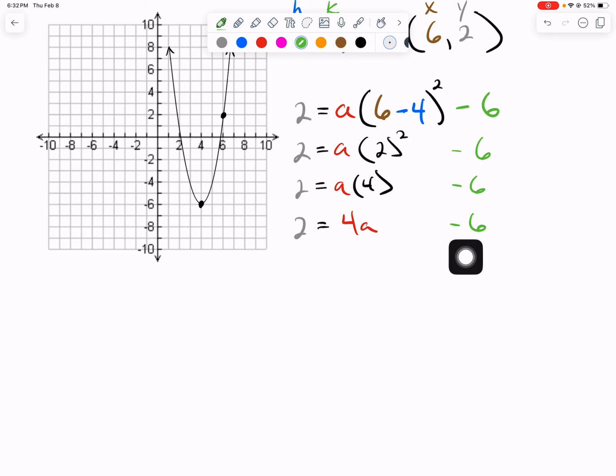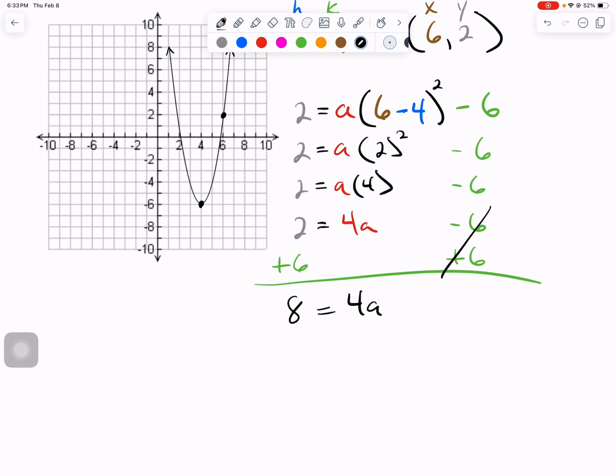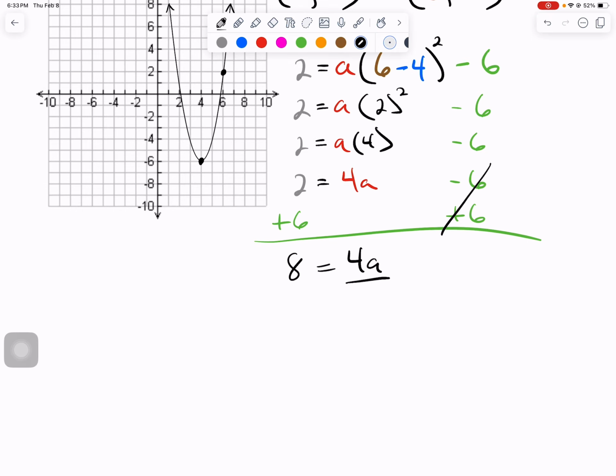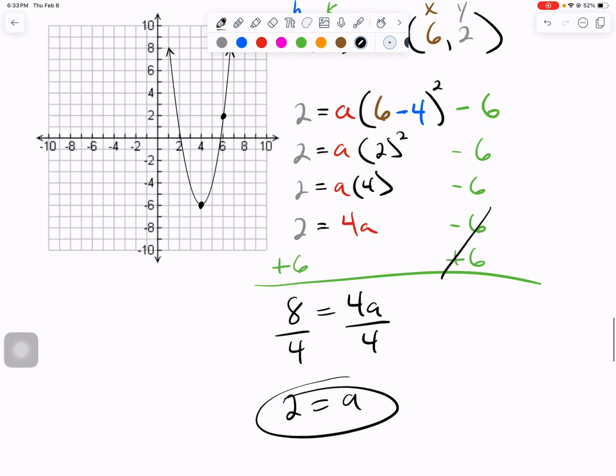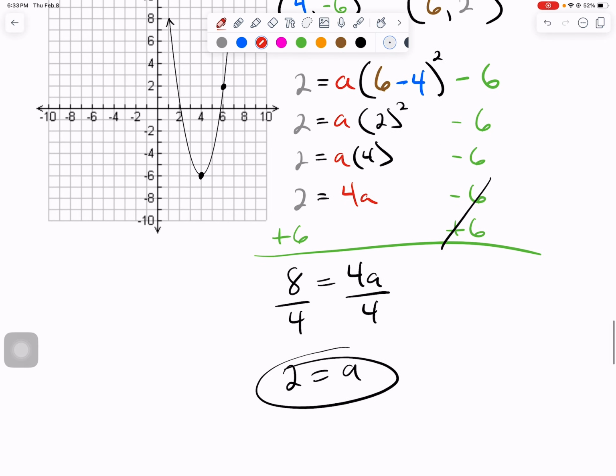From here, we need to get this 4A by itself. Well, what can we simply do? Yes, we can add 6 to each side. 2 plus 6 equals 8. Bring down your 4A, -6 plus 6 cancels. How do we get A by itself? We simply divide each side by 4. 8 divided by 4 is 2. 2 equals A. So now we have a positive A. Look, our parabola is smiling and we know it's positive. Yes, let's go. Now we just write everything in again.